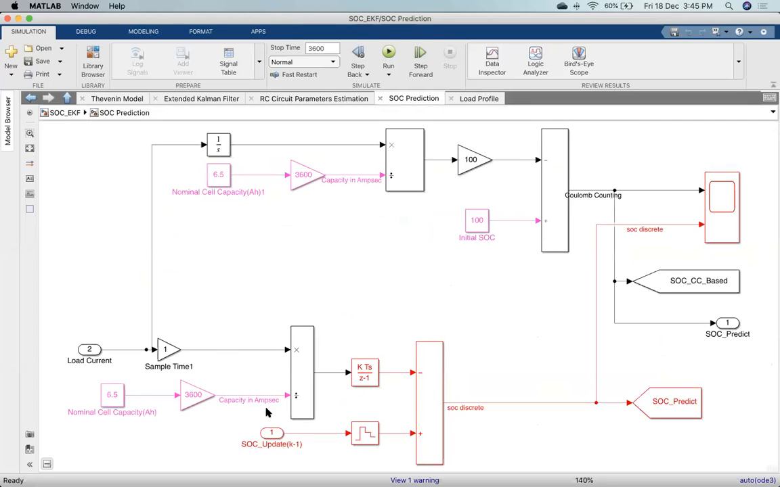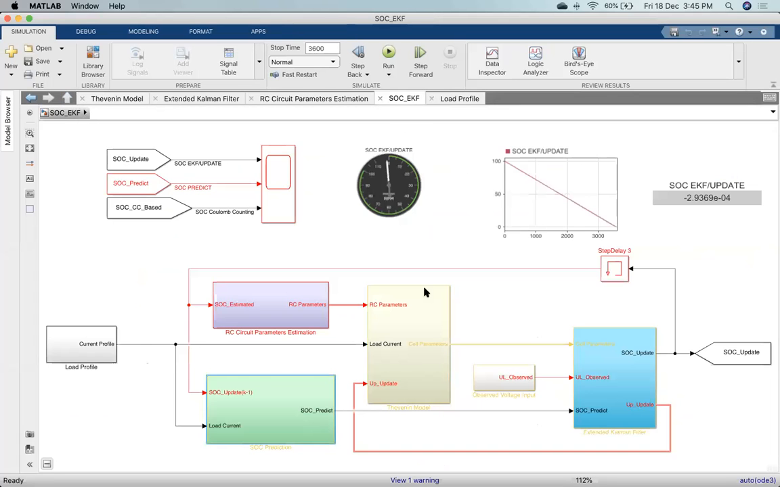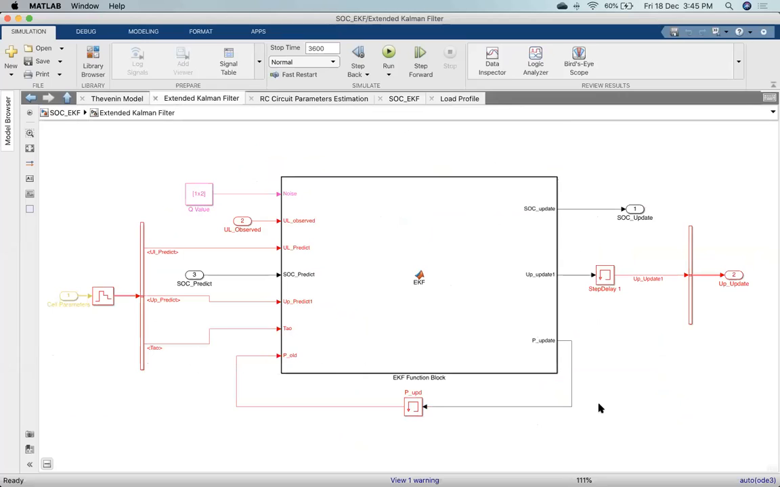So for that, as I told you, I am using a Coulomb counting based methodology, but with a discretization. So this is the discretization form of SOC, and I'm giving that as input to the Kalman filter. Now if I go into the Kalman filter, this is a MATLAB function I'm using. I can write all the code which is needed for estimating the things with the necessary inputs.